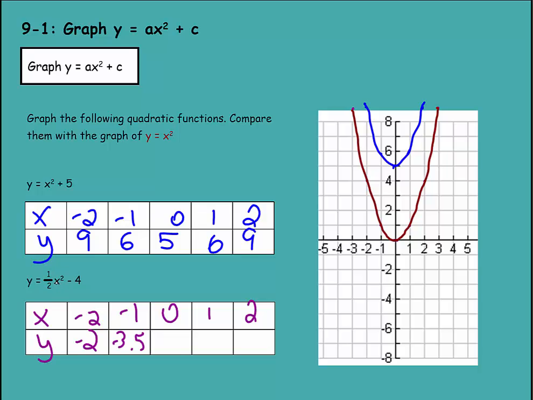0 squared times 1/2 is 0, minus 4 is negative 4. 1 squared is 1 times 1/2 is 1/2. 1/2 minus 4 is negative 3.5. 2 squared is 4 times 1/2 is 2, minus 4 is negative 2. So if we plot these ones out, we have negative 2 and negative 2, negative 1 and negative 3.5, 0 and negative 4, 1 and negative 3.5, and 2 and negative 2.